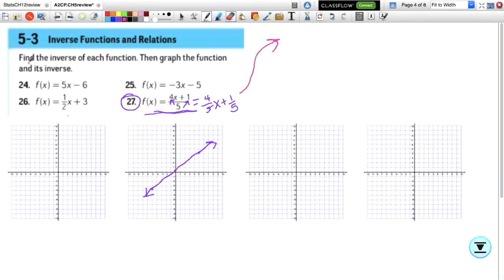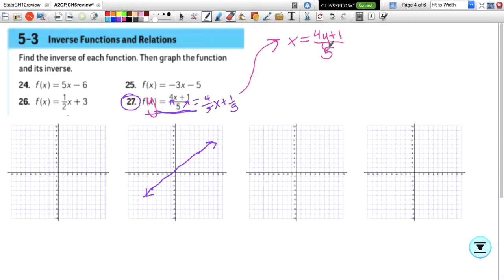Now we're going to find the inverse, and then we'll graph the inverse function on here. And remember, they should be a reflection of each other over the line y equals x, which this is pretty close to y equals x right now. So to find the inverse function, you flip-flop your x and your y. Normally this is y equals this, so I'm going to change it to x equals 4y plus 1 over 5. So I just changed these two locations.